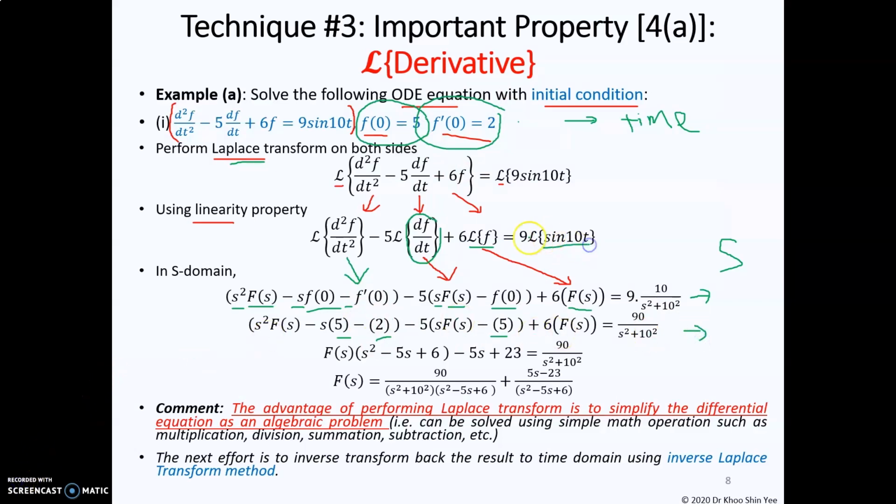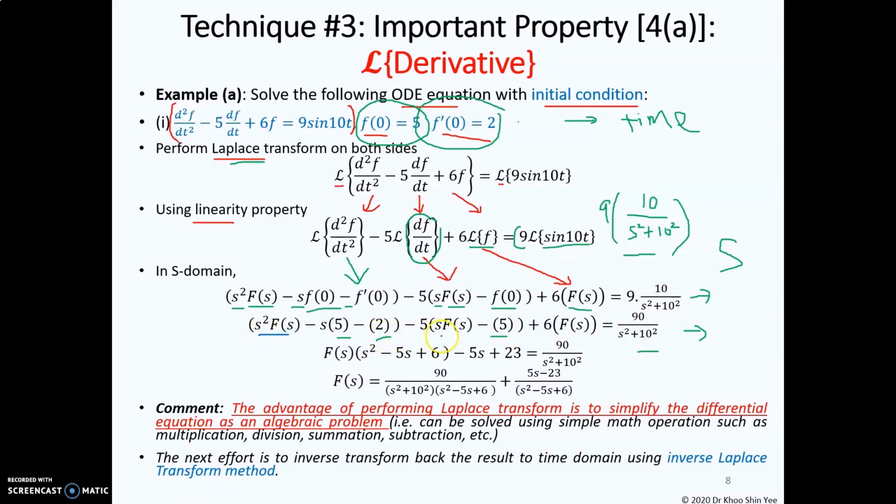On the right hand side, you have the Laplace transform for sine(ωt). For sine(ωt), you know that it is ω over s squared plus ω squared, where your ω is 10. So therefore we put 10 squared inside. And the formula at the top should be a constant, so you have ω at the top, which is equal to 10. Then you have 9 here, so you need to multiply 9 with this Laplace transform result. Therefore, in total, you get 90 over s squared plus 10 squared.